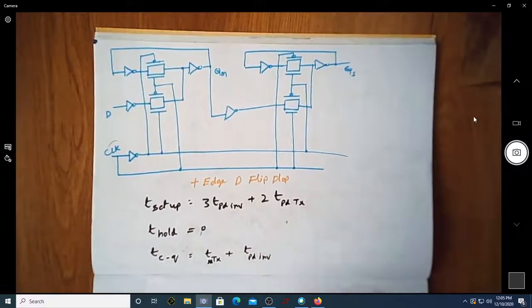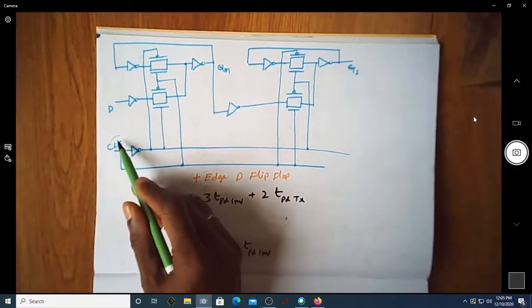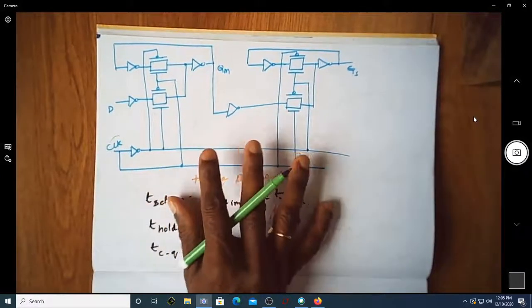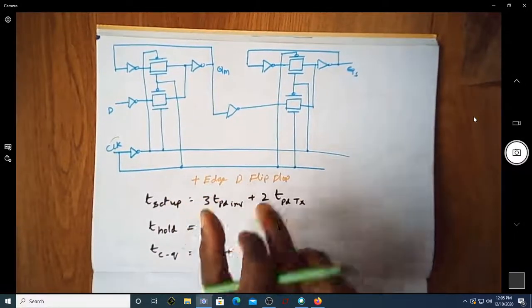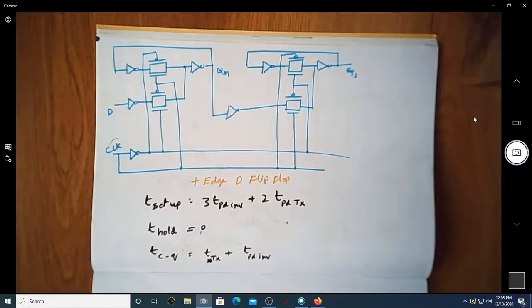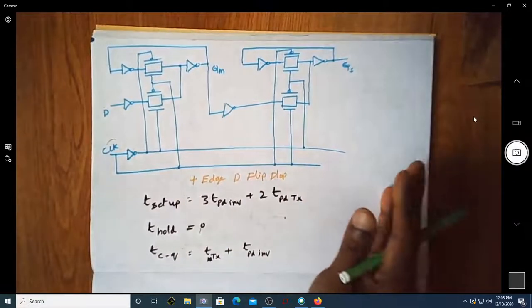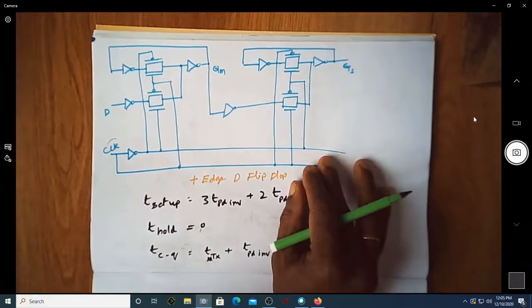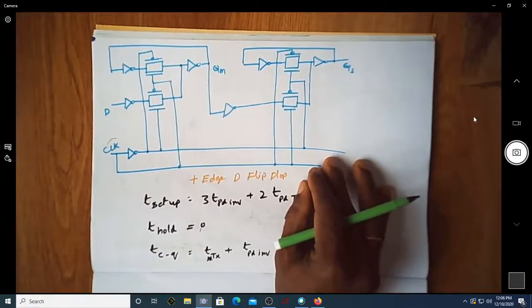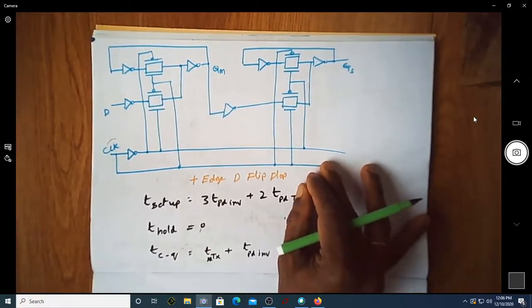We have to find some other way where we can reduce the load on the clock. Since this clock network is now loaded by 8 different transistors per 1 bit, it will certainly reduce the operating speed of the entire system. This is for only 1 bit. Assume that you have 10 such bits, then the clock will be loaded by 80 such gates. So naturally the operating speed of the entire system will be drastically reduced.